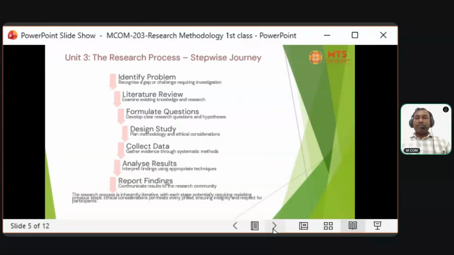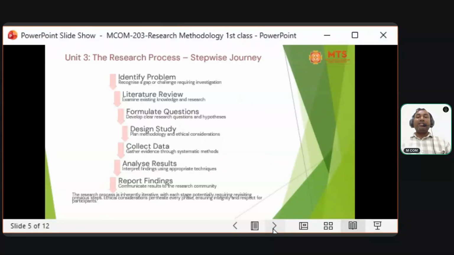Okay, this is the process. So second is the literature review. Third is formulating questions, developing a tentative assumption to be tested, or research questions. Develop some research questions and hypotheses.